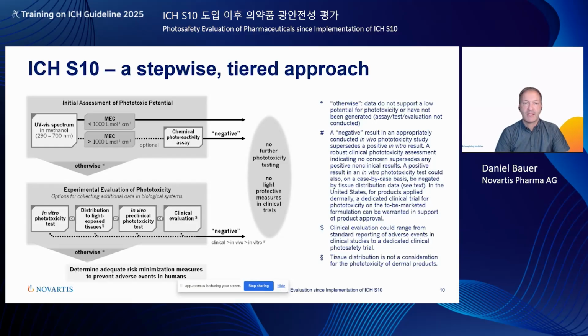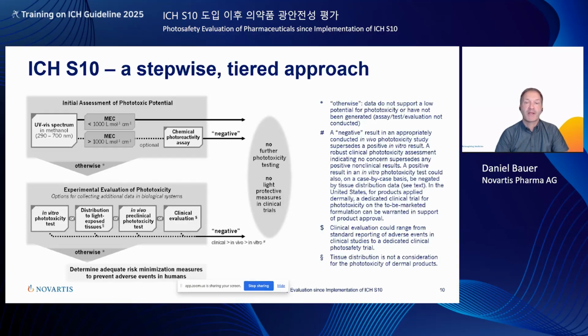The upper part says initial assessment of phototoxic potential, and this is actually the chapter in ICH M3. If you have a UV absorption spectrum, if you see the compound is absorbing within sunlight range, there is a certain threshold mentioned, then you should continue to experimental evaluation of phototoxicity. But if you see no absorption, you can go to the right-hand side and already conclude no further testing required.